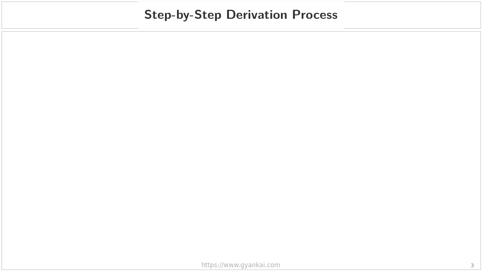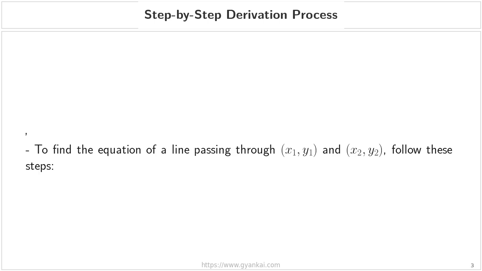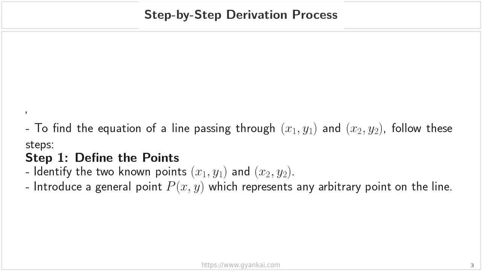Step-by-step derivation process. Now that we understand the underlying logic, that any point on our line must form a triangle with zero area alongside our 2 fixed points, let's break down the actual derivation into a clear, step-by-step process. To find the equation of a line passing through the point x sub 1, y sub 1, and the point x sub 2, y sub 2, we are going to follow a structured approach. The very first step is to define the points. First, we must clearly identify our 2 known fixed points, which we'll label as x sub 1, y sub 1, and x sub 2, y sub 2.